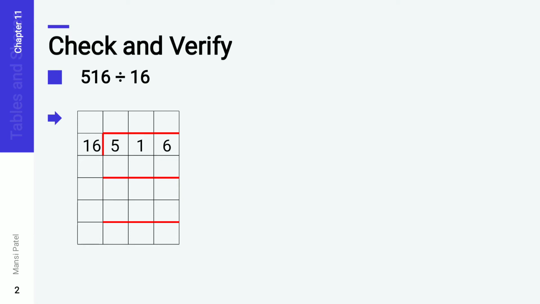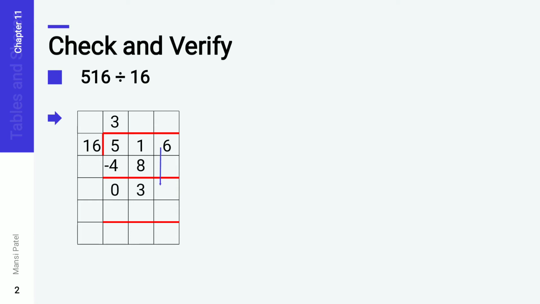So it becomes 51. Now in the table of 16, are you getting the number 51? No. Less than 51? Yes. Where is it? 16 threes are 48. Now do the subtraction. 1 minus 8 not possible, so we borrow from 5. So 5 becomes 4 and 1 becomes 11. 11 minus 8 is 3 and 4 minus 4 is 0.